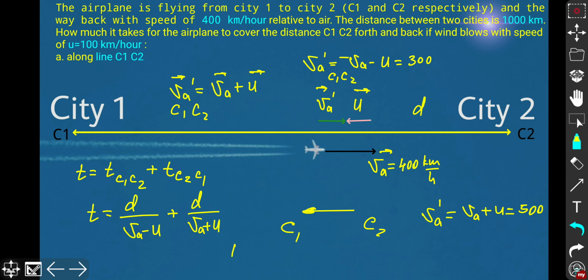And if you plug in the values, you'll get the following. 1000 is the distance, times 1 over the difference, which is 300, plus 1 over 500. That's going to be a time measured in hours. If you calculate that, the time is going to be around 5.3 recurring hours. And that's going to be the answer.